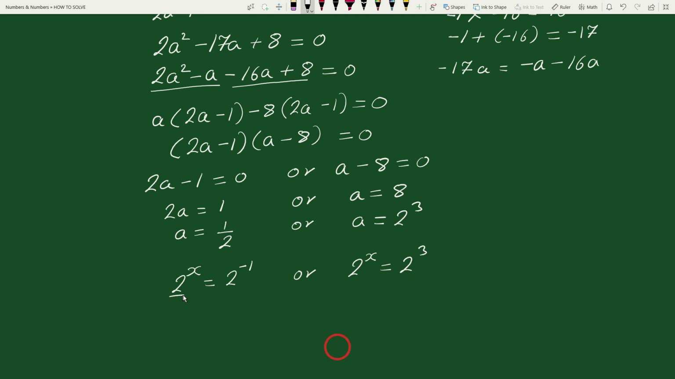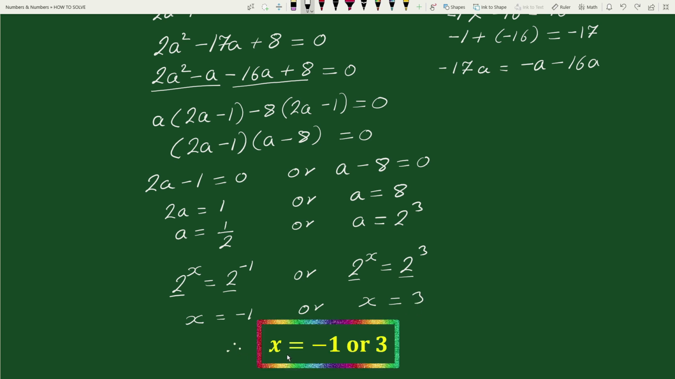Now here since the bases are equal, therefore x equals minus 1, or here also since the bases are equal, x equals 3. Therefore x equals minus 1 or 3. This is our solution.